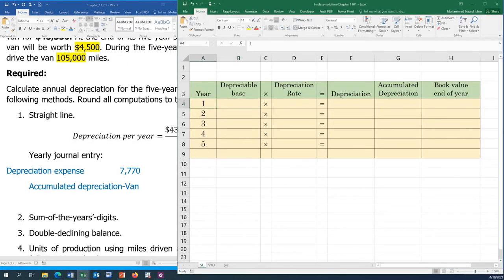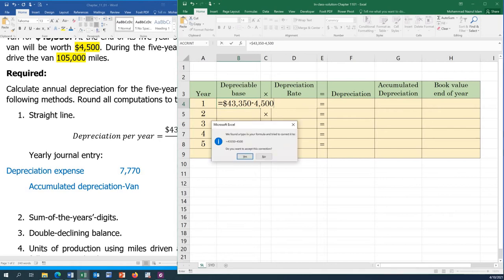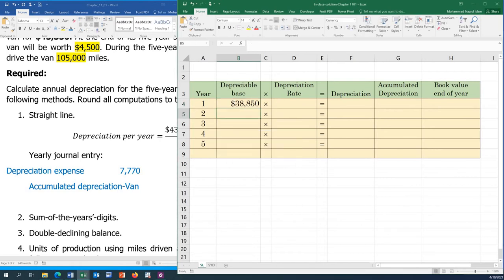Now let's prepare the depreciation schedule. This is year 1, and I have started from 2020. Now the depreciable base. Let's calculate it: 43,350 minus 4,500, which is equal to 38,850. Every year the base is the same, and the depreciation rate is equal to 1 over the useful life of an asset, so that is 20%.